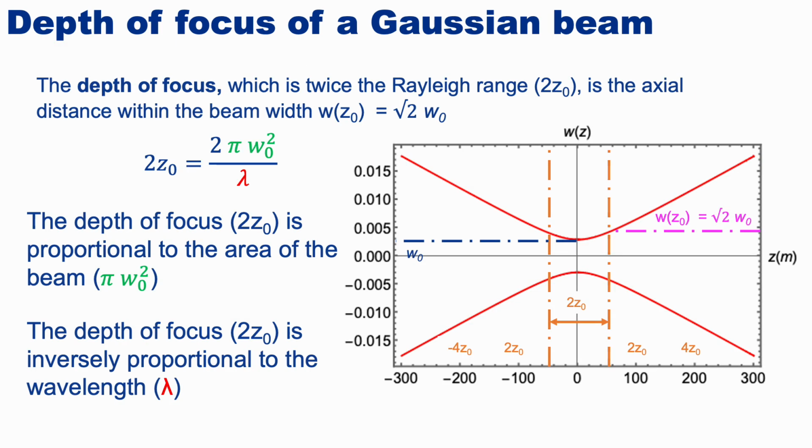So we talked about the spot focus, and it's double the Rayleigh range. In the previous class, class number 10, we were saying that the Gaussian beam within the Rayleigh range is considered planar, since the size of the beam width does not change too much, and really far away, it is considered spherical. So this planar region is what we call the depth of focus, which is twice the Rayleigh range. And we can see that the depth of focus is proportional to the area of the beam, and inversely proportional to the wavelength.